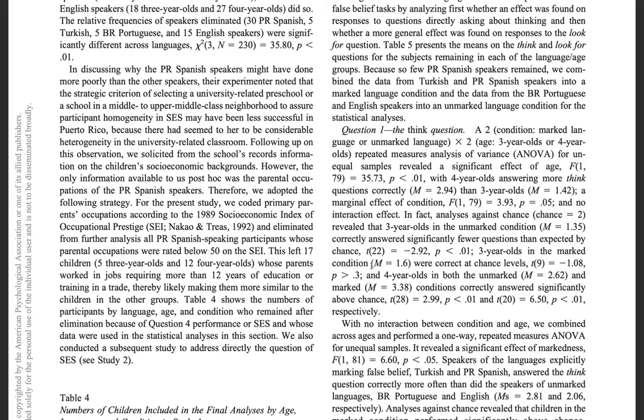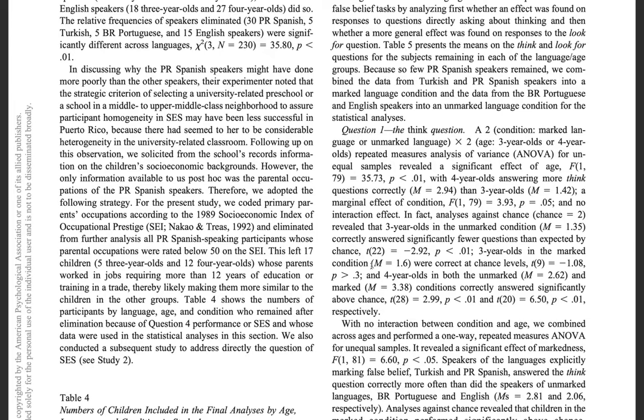Okay. Revealed that 3-year-olds in the unmarked condition correctly answered significantly fewer questions than expected by chance. That 1.35 is different than 2. 3-year-olds in the marked condition were correct at chance levels. That 1.6 has now made it to mathematical chance level, even though it's barely different from 1.35. And 4-year-olds in both the unmarked and marked conditions correctly answered above chance. Oh, yeah, 2.62 and 3.38 are both above chance.